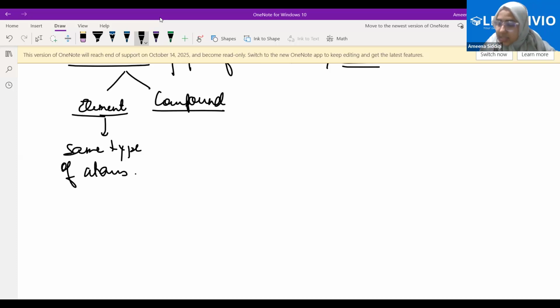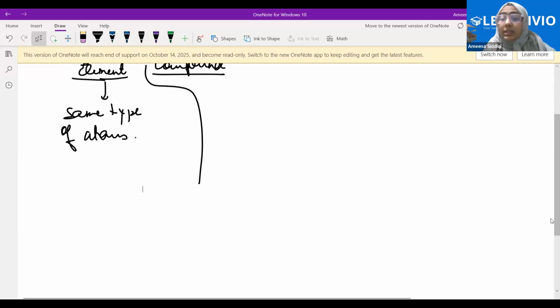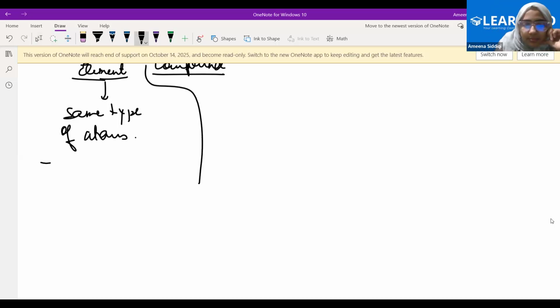Same type of atoms. So element is a molecule in which we have same type of atoms. Now, when we are having same type of atoms, we are getting a molecule. And what we want to see is what number of atoms are combining together to give you one molecule of that element. I repeat, how many atoms are combining together to give you one molecule of that element? What is that called as?